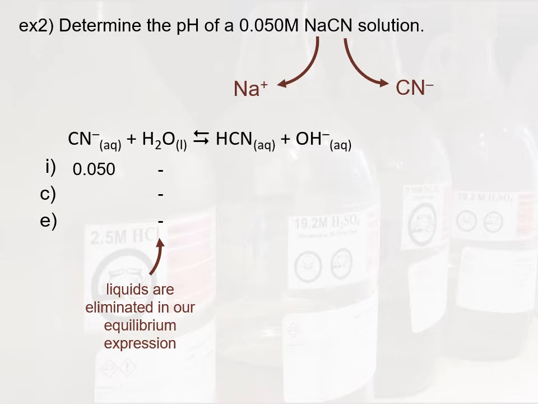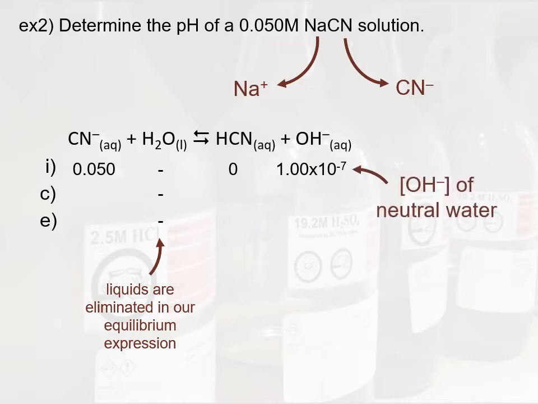HCN, well, there's none that's naturally occurring inside of the water that this would be added to, and we didn't add any. So we're starting initially with 0 HCN. And the hydroxide concentration, well, we're putting it in distilled water, which has a pH of 7, which means it also has a pOH of 7, which means the OH minus concentration before we begin is 1.00 times 10 to the negative 7, because that is the concentration of hydroxide in neutral water.